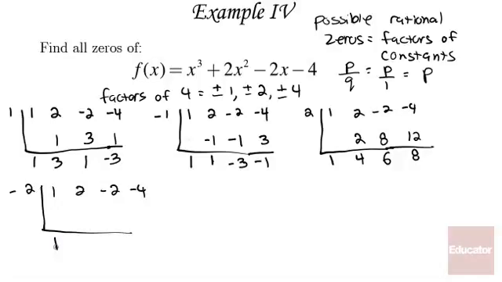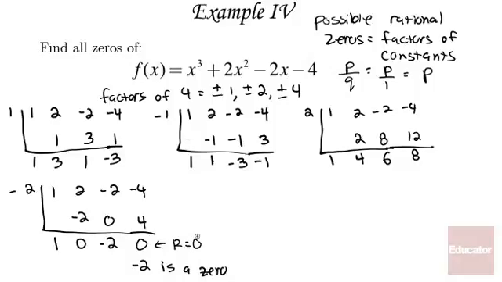Bring down the 1 times negative 2. Combining 2 and negative 2 leaves me 0 times negative 2. Combining, get negative 2 times negative 2 is positive 4. Negative 4 and positive 4 is 0. So, looking at this, since the remainder equals 0, negative 2 is a 0 of this function.